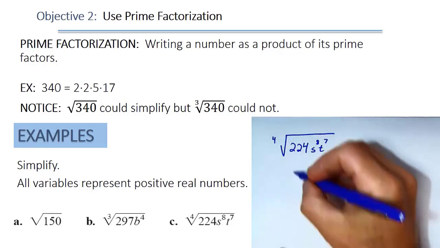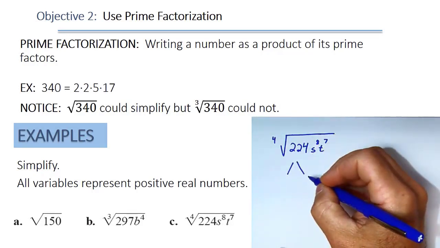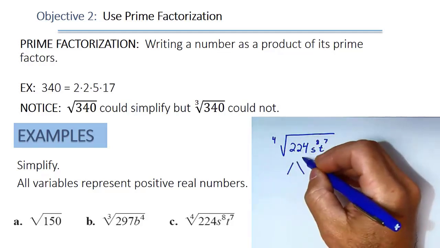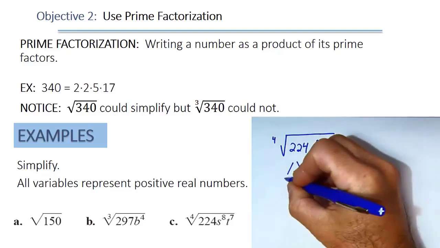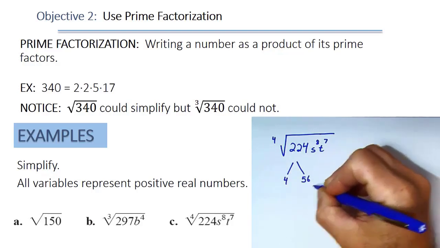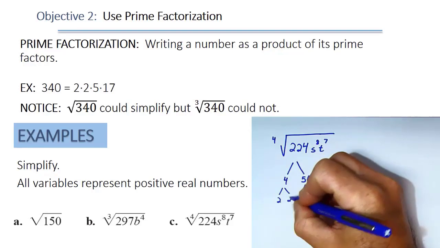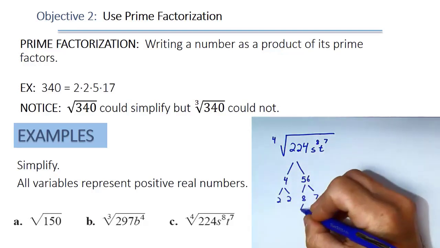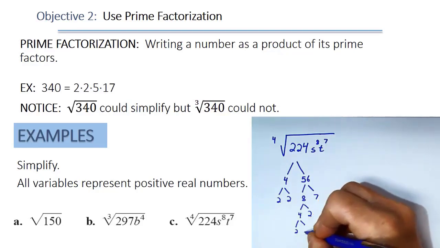The 4th root of 224 s to the 8th t to the 7th. 224, let's break that down. Well, 224, if you're not sure, just find something that goes in there. That does divide by 2. It also divides by 4, so we'll break it down by 4 and 56. But 56 breaks down more, well, so does 4, and so we have 2 times 2 for 4. 56 is 8 times 7, but 8 breaks down into 4 and 2, and the 4 breaks down to 2 and 2.